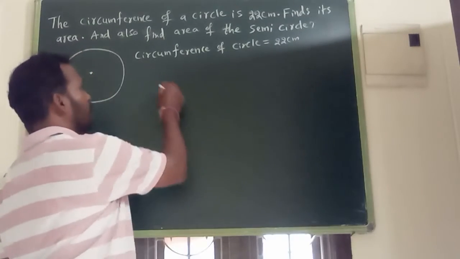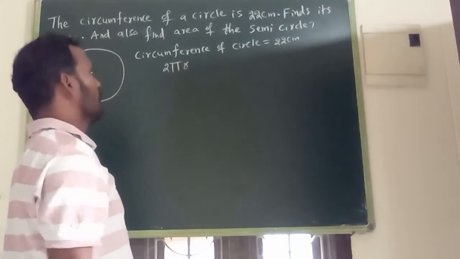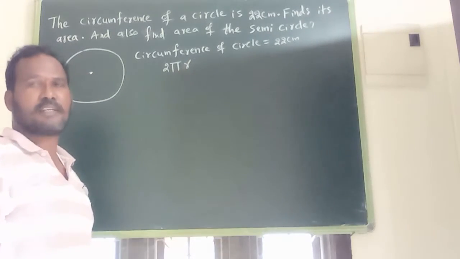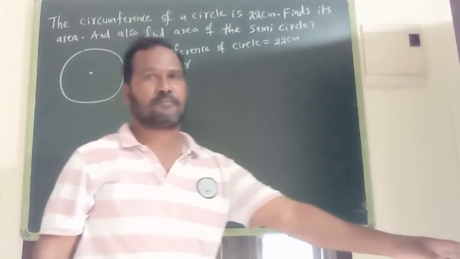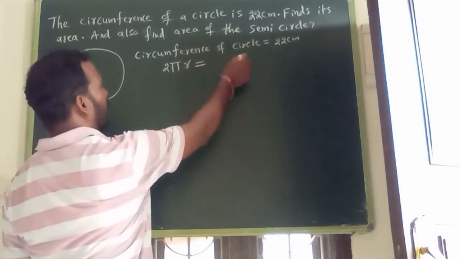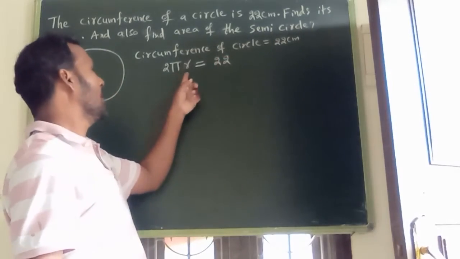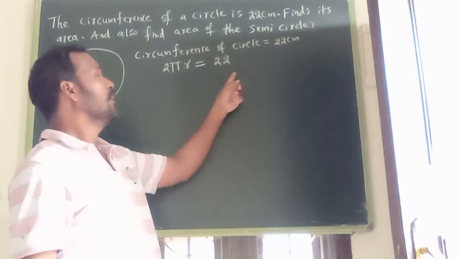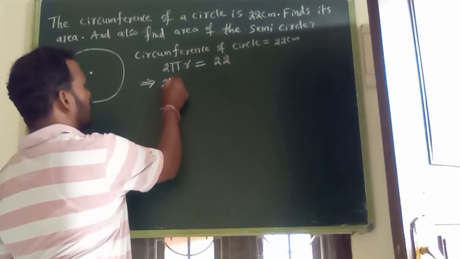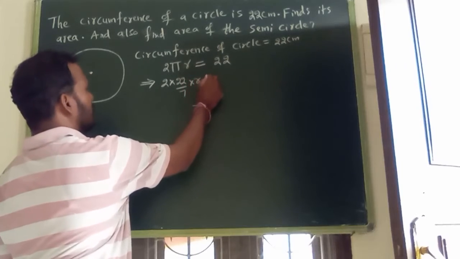So what is the formula for the circumference of a circle? 2 pi r is the formula for finding the circumference of a circle. Now 2 pi r is equal to 22 centimeters. Then what is the value of pi? We know that the value of pi is 22 by 7. So 2 into 22 by 7 into r is equal to 22.